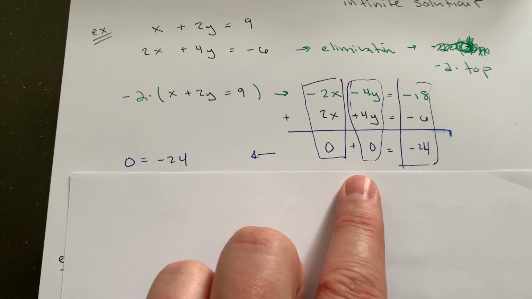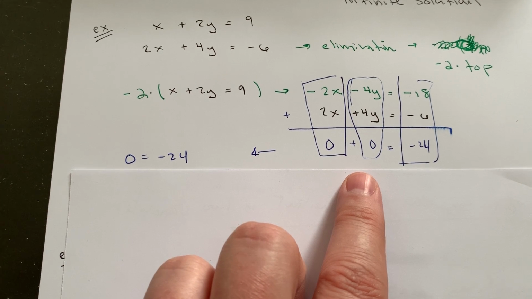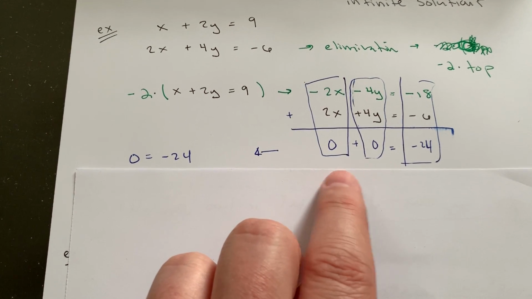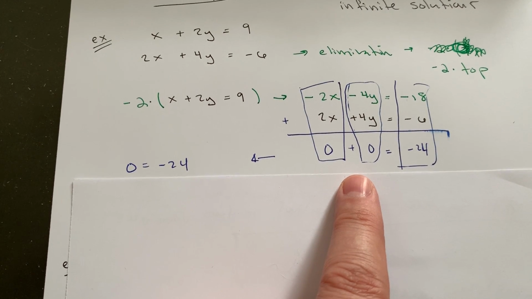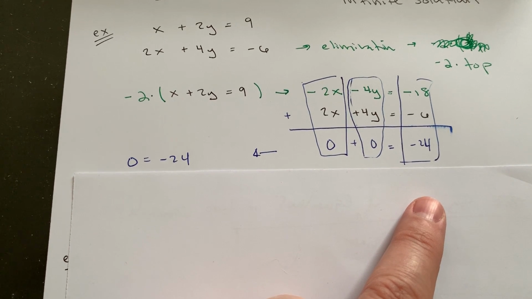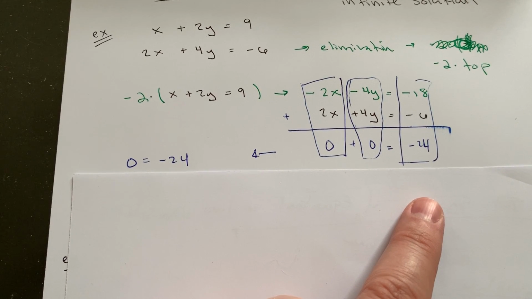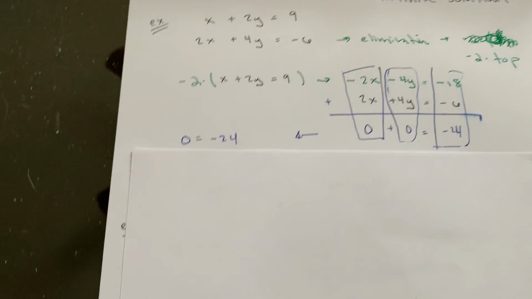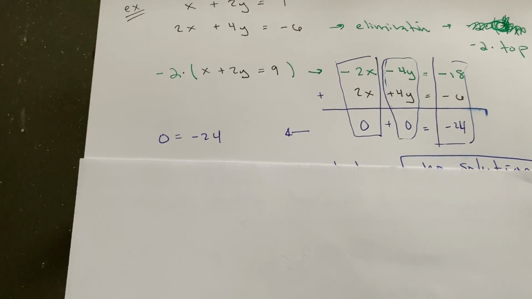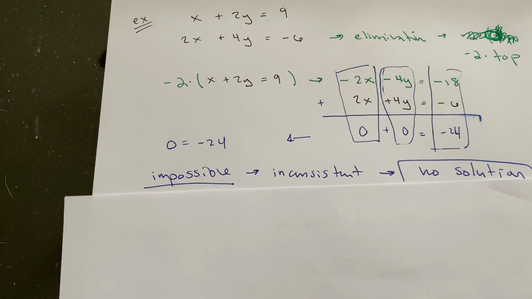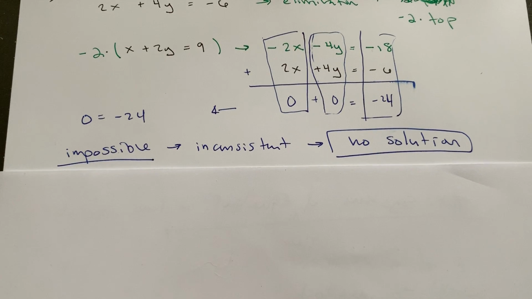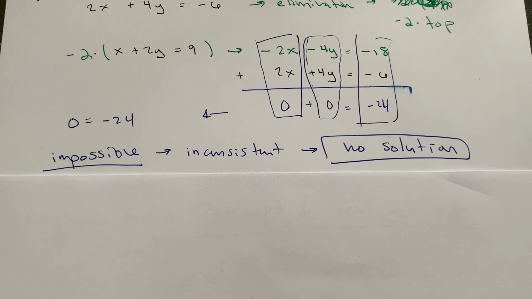So both of my variables are gone. That's maybe not quite what we were after. What's going to happen over here is this is just 0 on the left. All the x's and the y's are both gone. On the right-hand side, I've got -18 plus -6, which is -24. If I take those two together, I'm getting this impossible equation: 0 equals -24. That's an impossible scenario, what we would think of as an inconsistent equation.